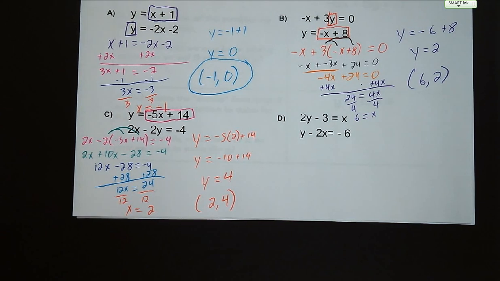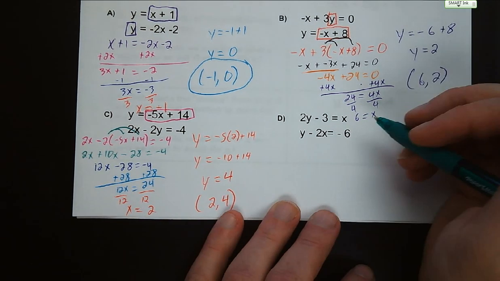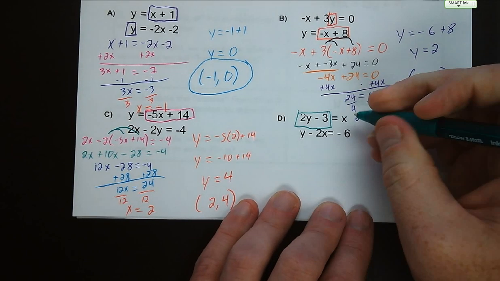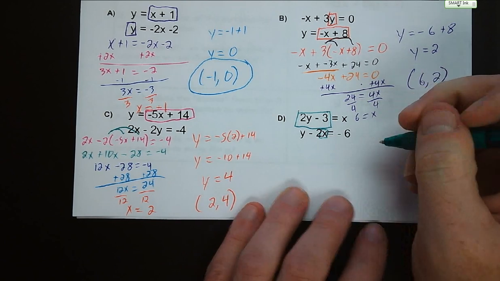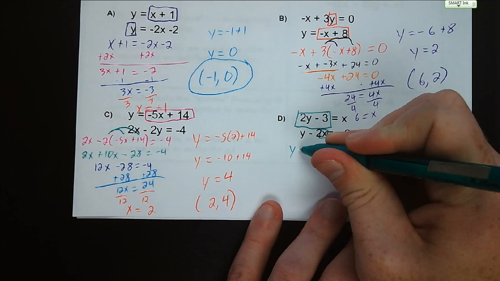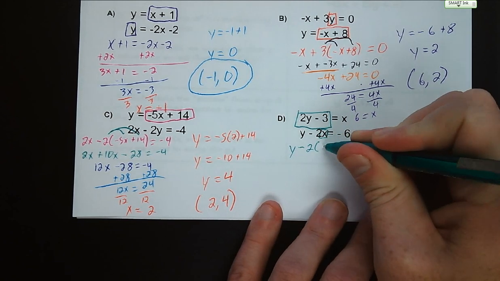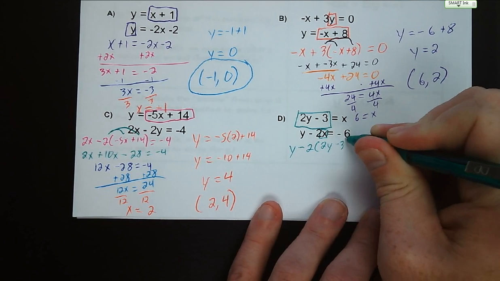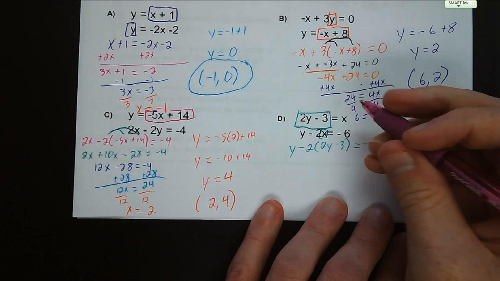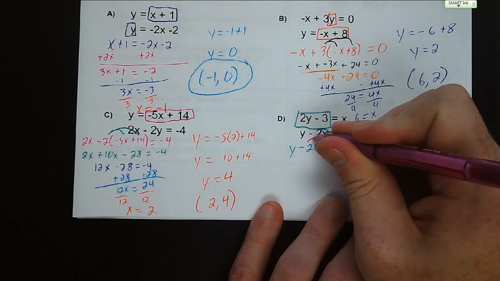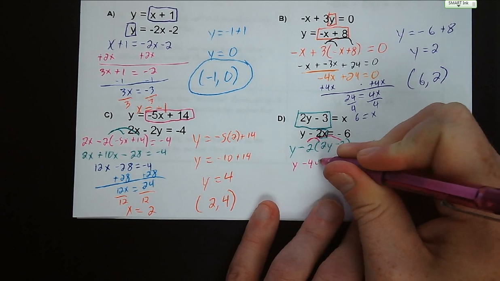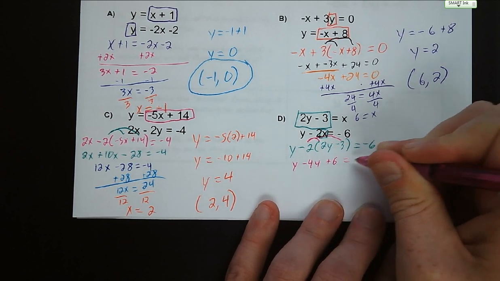Okay, letter D. 2y minus 3 equals x. So we know what x is equal to this time. So it doesn't always have to be y that we solve for. So we're going to substitute 2y minus 3 in for x. So we have y minus 2 times the quantity 2y minus 3 equals negative 6. Distribute, negative 2 times 2, negative 2 times negative 3. So we have y minus 4y plus 6 is equal to negative 6.